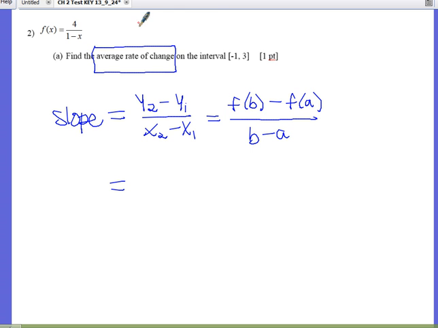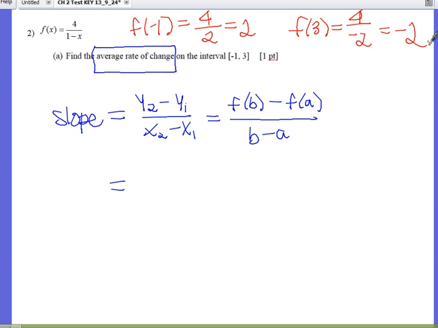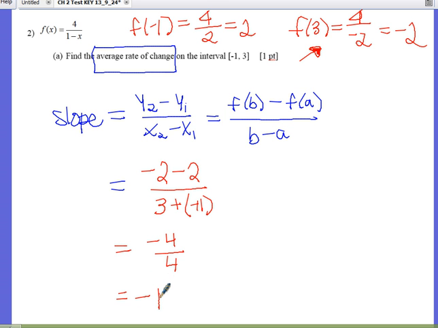well, let's come up here and find f of negative 1, just to make sure we have everything. That'd be 4 over 2, which is 2. Let's find f of 3, which would be 4 over negative 2, which is negative 2. So, we'll use this point as y2 and this one here would be y1. So I would do y2, which is negative 2, minus y1, which is 2, all over x2, which is 3, minus x1, which is negative 1. And so we get negative 4 over positive 4, and we get an average rate of change of negative 1.